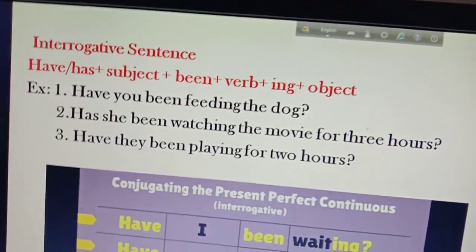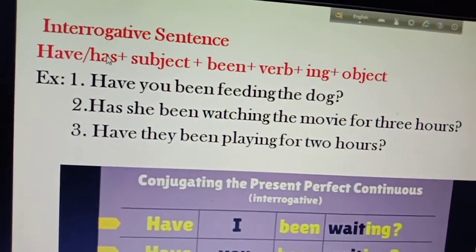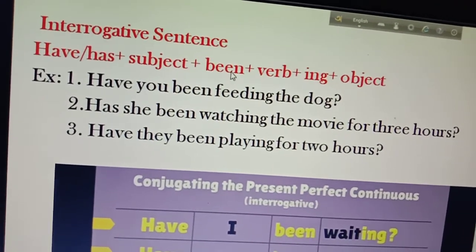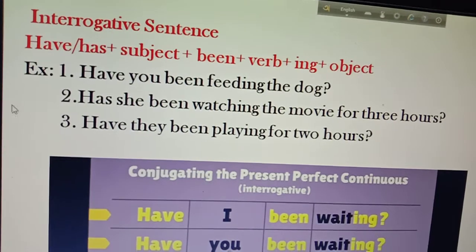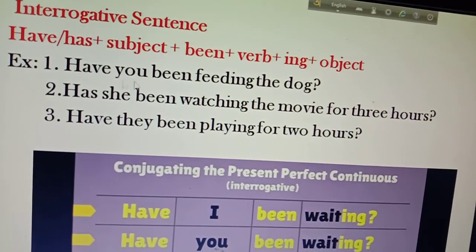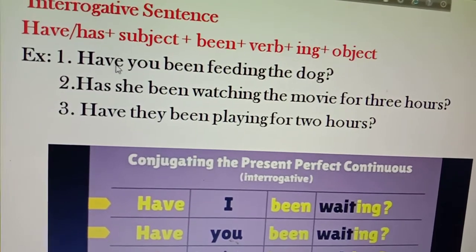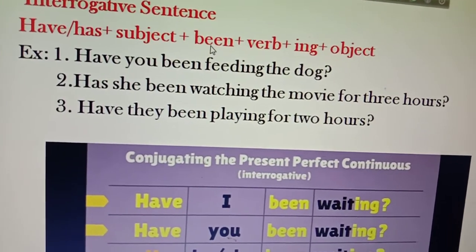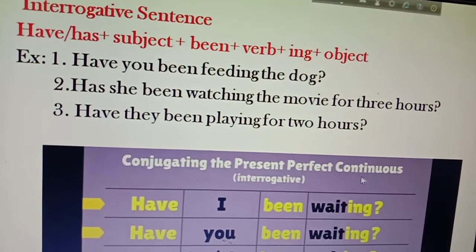Then the next sentence is interrogative sentence. Here you have to bring have or has at the beginning of the sentence, then the subject, then been, then verb plus ing, then object. So examples are: have you been feeding the dog? So have is here because of you. Then been according to the structure, then feeding verb plus ing, then the object the dog.